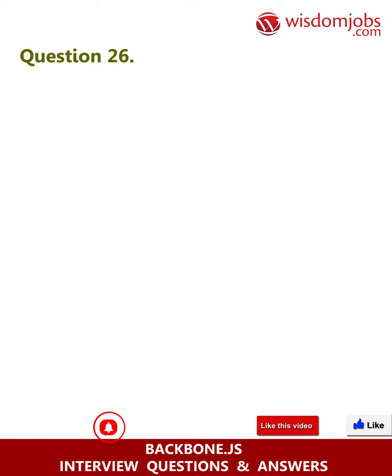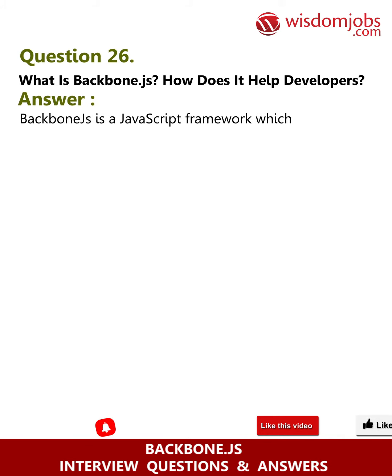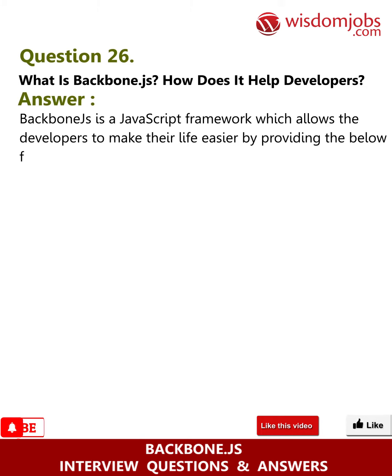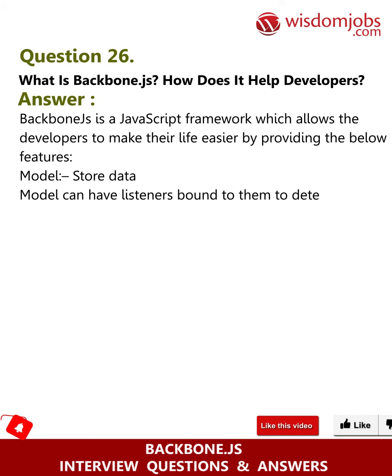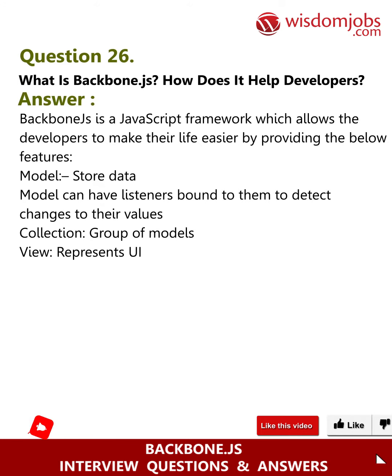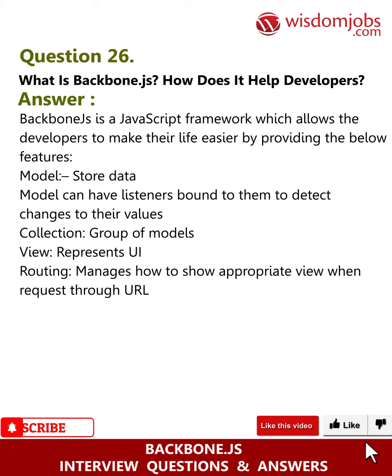Question 26. What is Backbone.js? How does it help developers? Answer. Backbone.js is a JavaScript framework which allows the developers to make their life easier by providing the below features. Model: store data; models can have listeners bound to them to detect changes to their values. Collection: group of models. View: represents the UI. Routing: manages how to show the appropriate view when requested through URL.